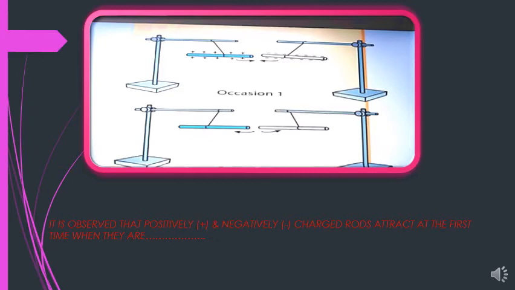After that, we bring the two rods close to each other slowly. Record the observation. It is observed that positively and negatively charged rods attract the first time they are brought close to each other. After that, repeat the previous step several times and observe what happens. Now, they neither attract nor repel when they are brought together repeatedly. The reason for this is that they are neutralized because of the exchange of charges at the first attraction.